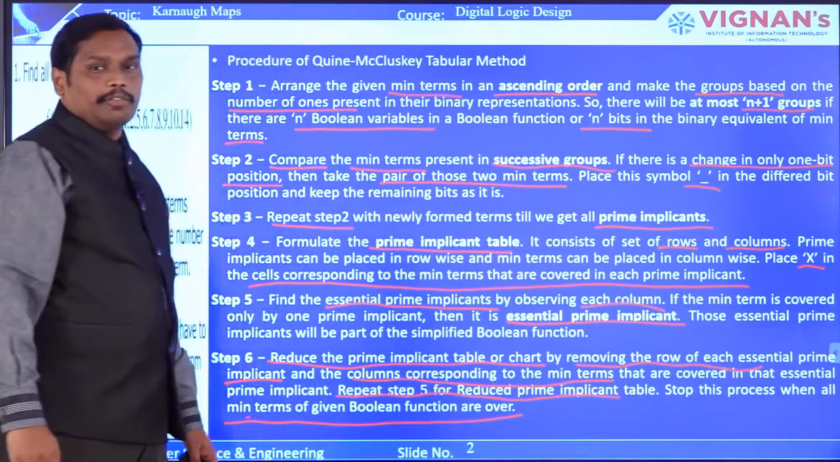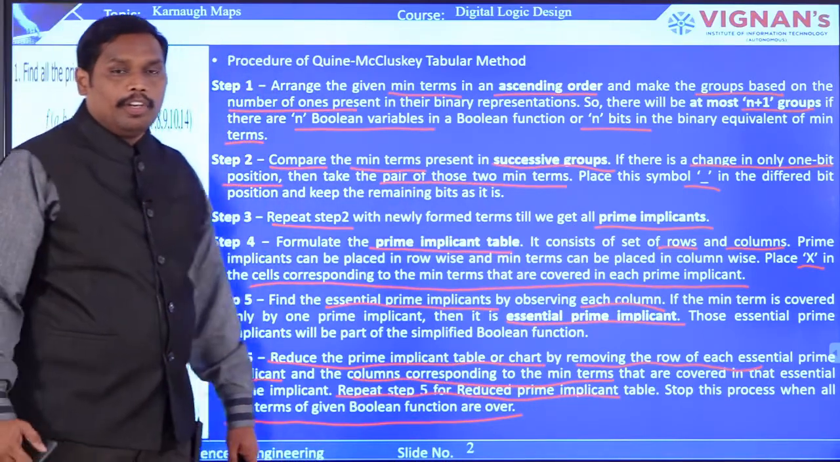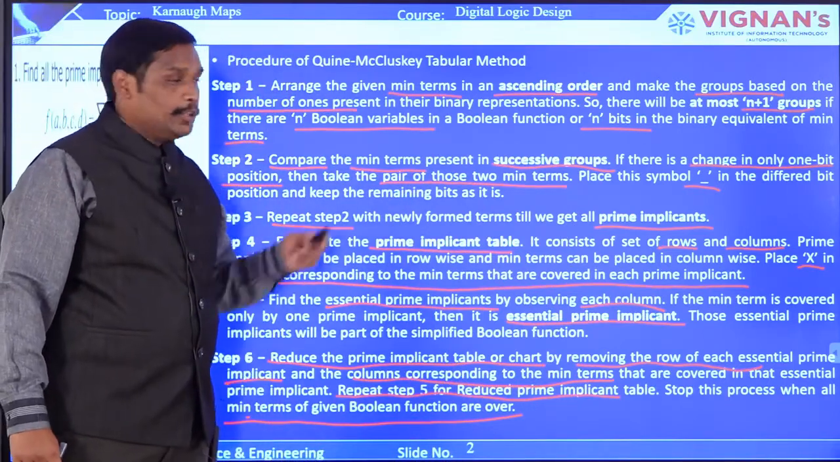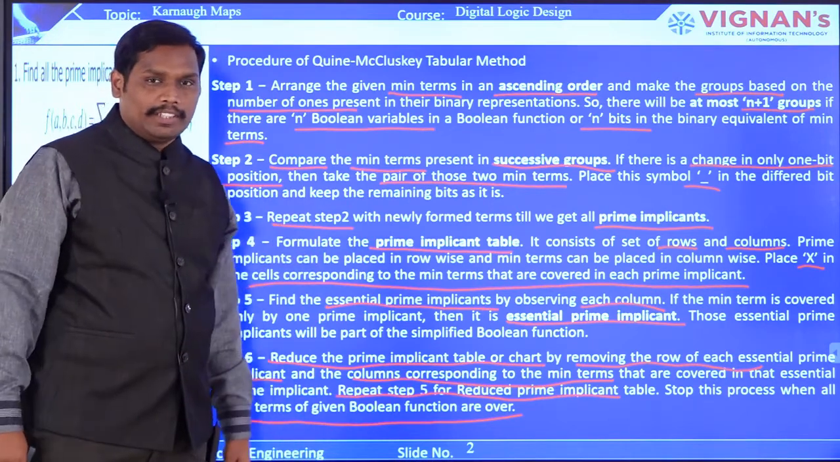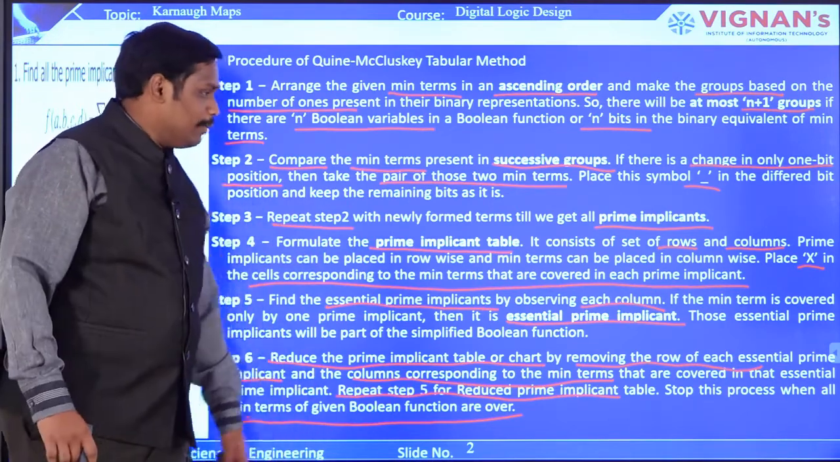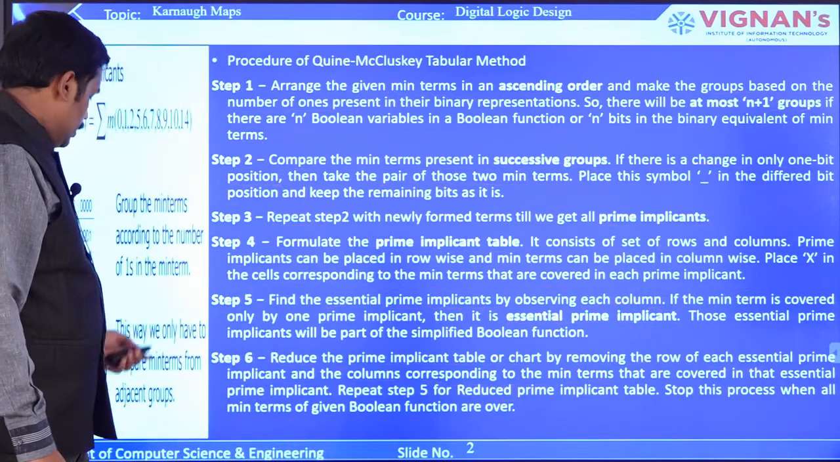These are the 6 steps that you have to follow in order to minimize using the Quine-McCluskey or tabulation method. This is a very interesting problem. We will be seeing how to solve this.